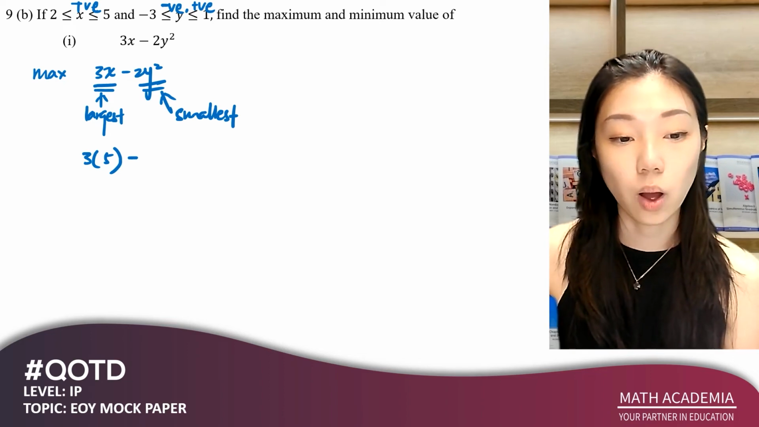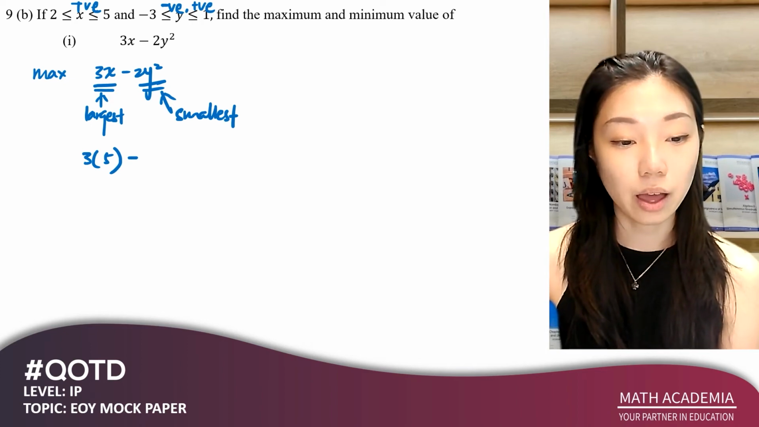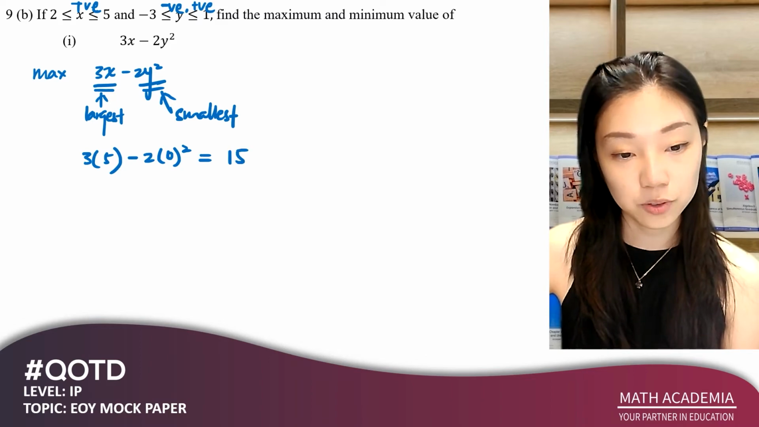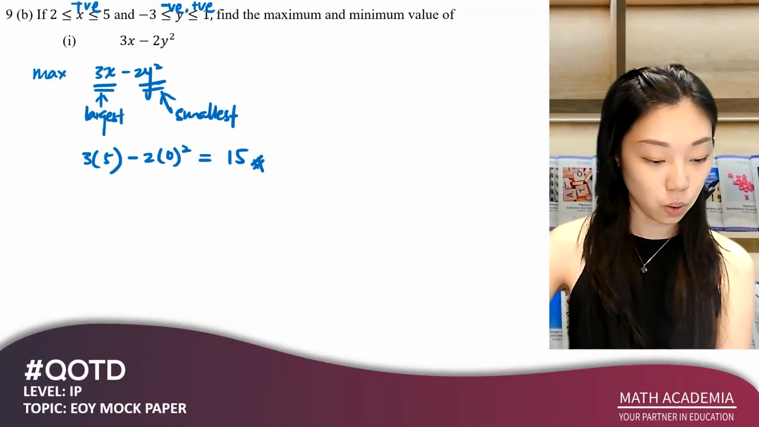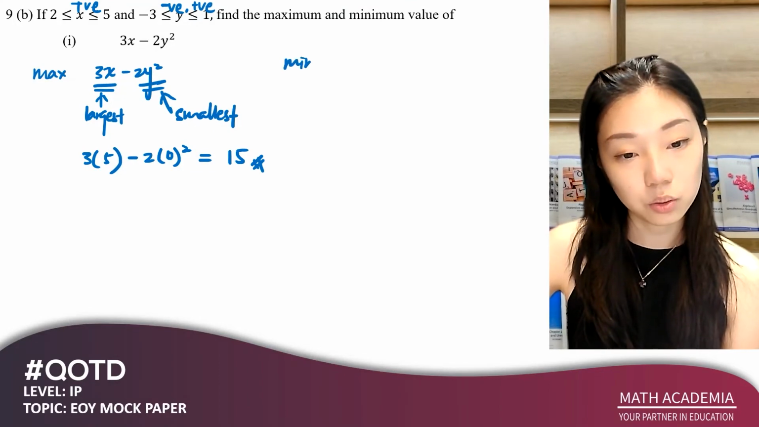Okay, because y ranges from a negative value to a positive value. So I would have minus 2 times 0 squared. So this will give me 15, which is the maximum value of 3x minus 2y squared. Okay, and let's look at the minimum value.